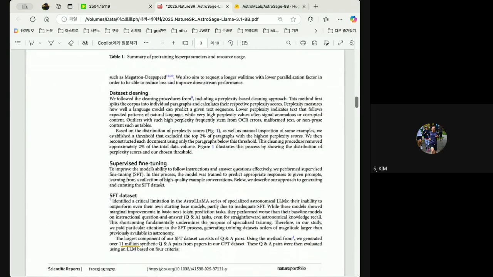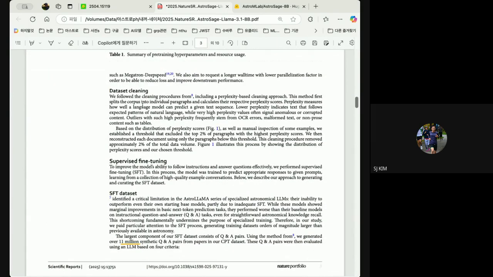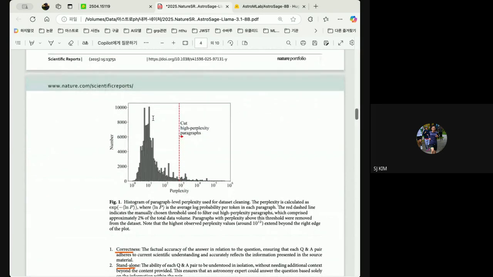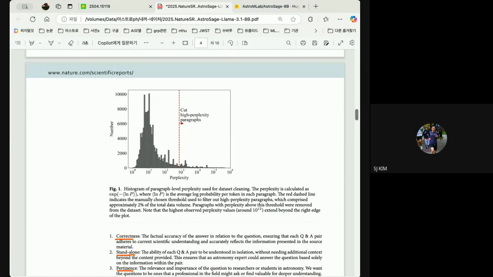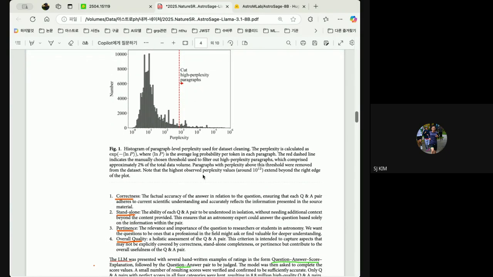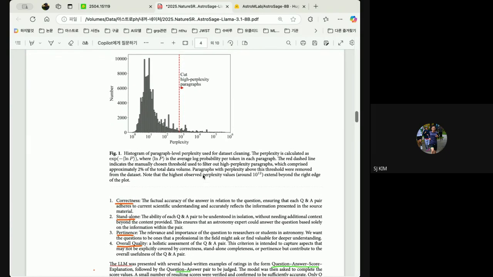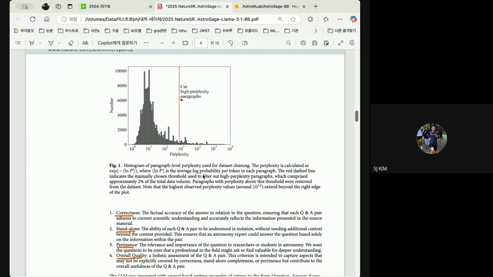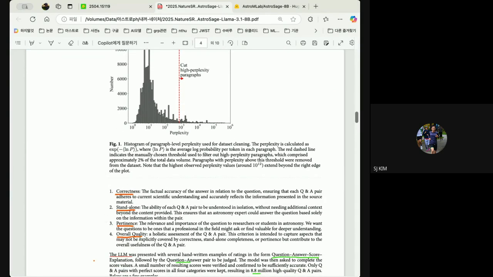And then there's a data cleaning process. They try to assign scores and remove the low quality data. And then supervised fine-tuning. This is not just simply obtaining knowledge. The model has to follow instructions and prepare the best answer effectively. That's why this fine-tuning is needed.